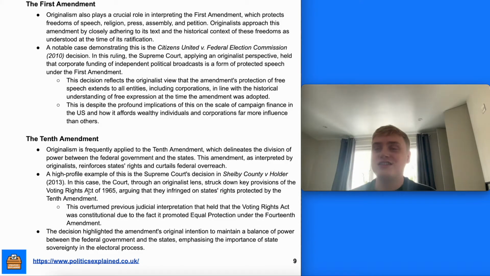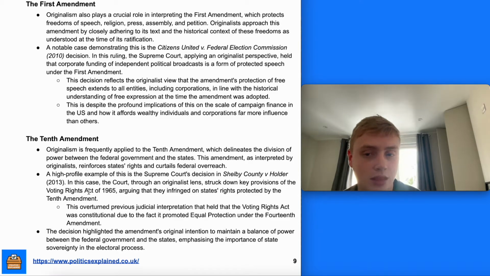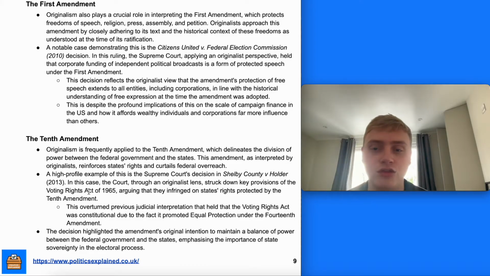Irrespective of the fact that this would facilitate wealthy individuals and corporations having loads of influence, much more influence than others on US elections, ultimately that doesn't matter. It's about interpreting the Constitution as it was originally intended and as it's written.